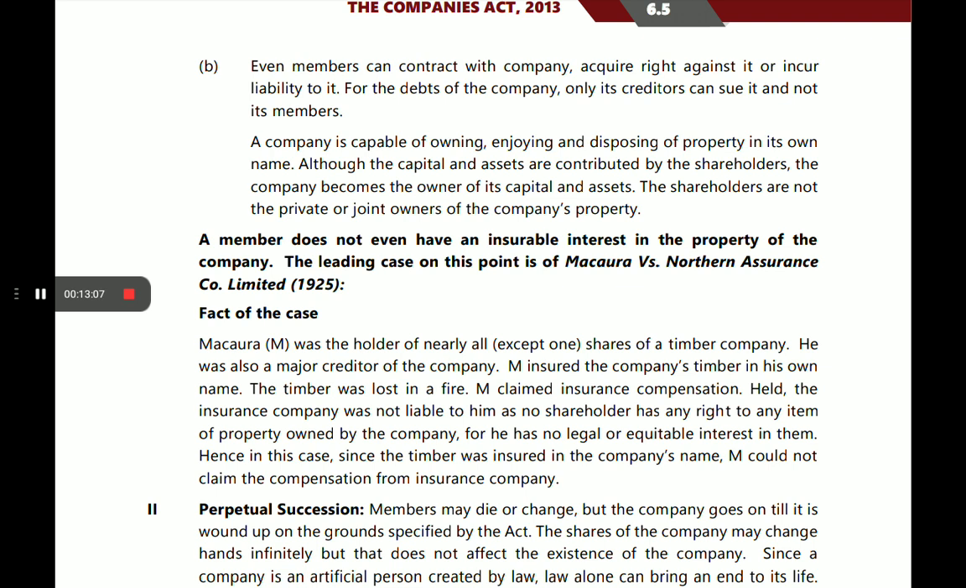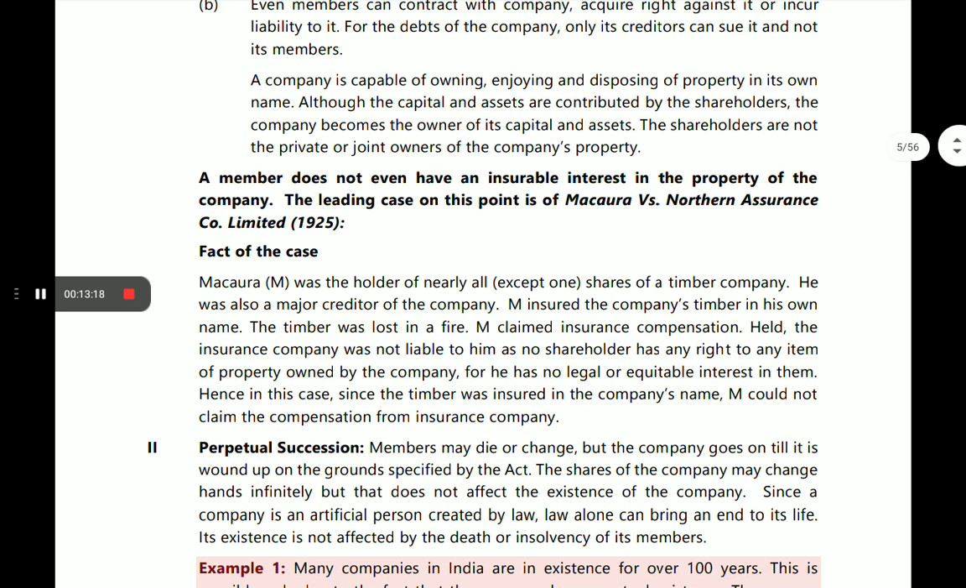The leading case on this point is Macaura versus Northern Assurance Co Limited, 1925. Facts of the case: Macaura was holder of nearly all shares, all except one, of a timber company. He was also a major creditor of the company and insured the company's timber in his own name. The timber was lost in a fire.